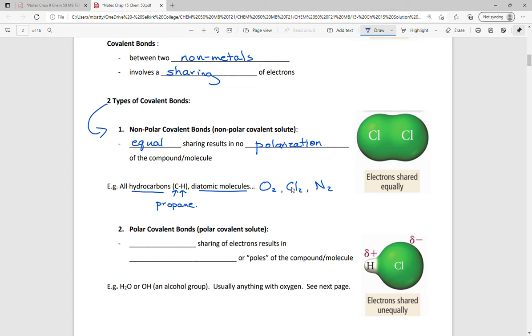of a hydrocarbon. So the other kind, we already talked about the nonpolar covalent bonds, which were equal sharing. If we have unequal sharing, it leads to a polarization or charged regions, sometimes called poles of the compound or molecule. Typically, anytime we have oxygen in it, it really does lead to this polarization or these polar molecules. Water is a classic example.